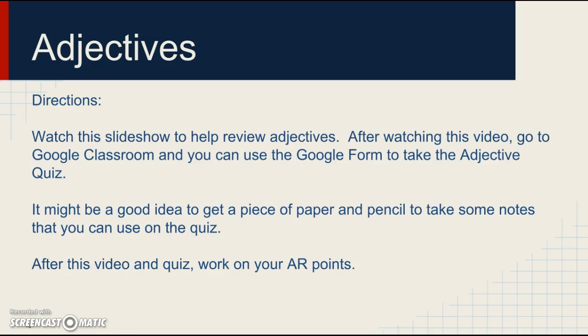First of all, directions. Watch this slideshow and this video. After you watch this video, go to Google Classroom and there'll be a Google form on there. It's called Adjective Quiz, and then you can go ahead and take that. It might be a good idea to get a piece of paper and a pencil to take notes on, so you can use those notes to look back to real quickly during the quiz. If you need to do that, just go ahead and pause this video right now.